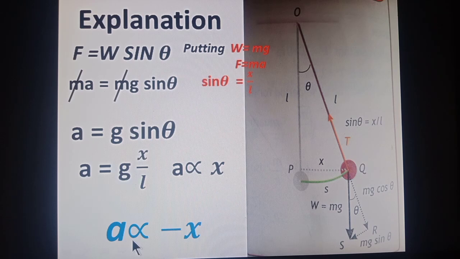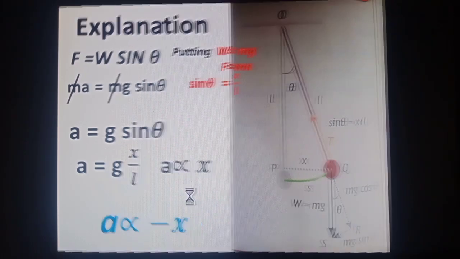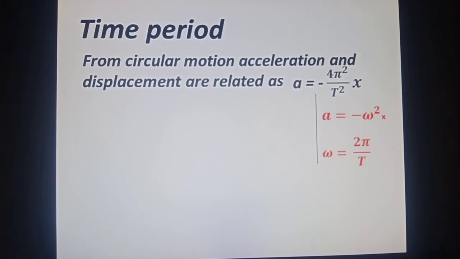And hence, here is the required equation for acceleration of a body that is performing simple harmonic motion. That is, a is proportional to minus x. So we can say that the motion of the bob of the pendulum is a simple harmonic motion. Now if it is a simple harmonic motion, what will be the values of different terms, and in case of a simple pendulum, what will be the value of its time period?